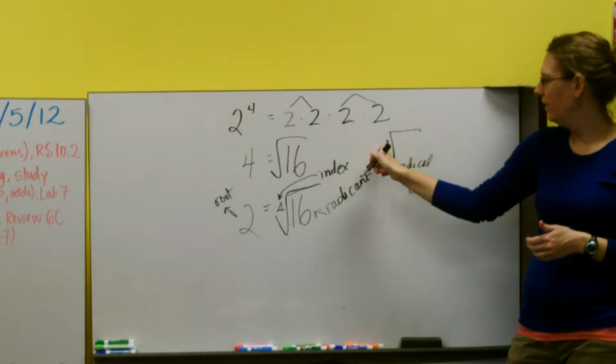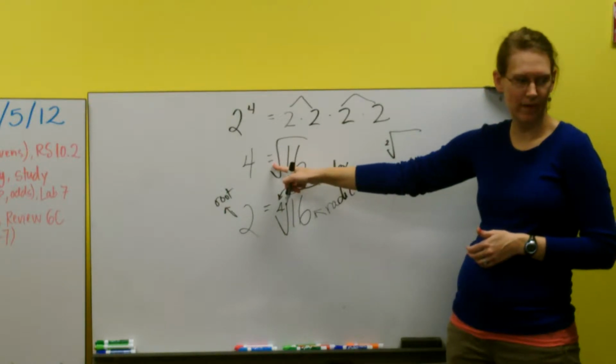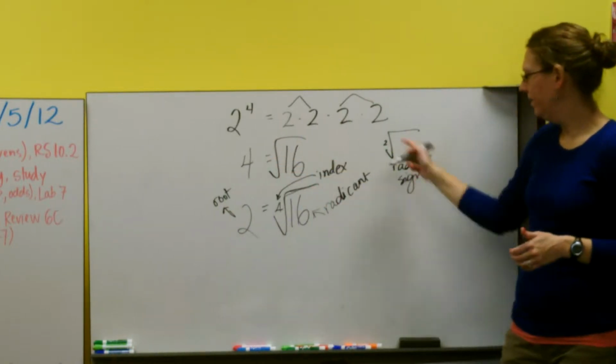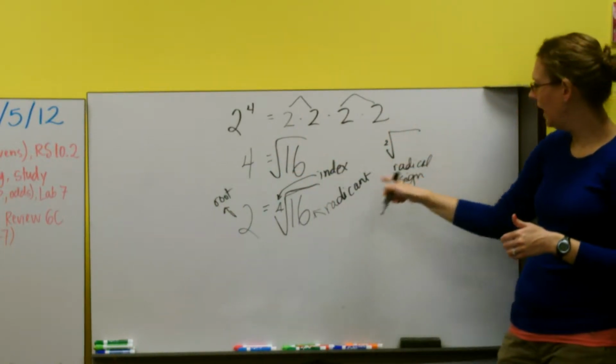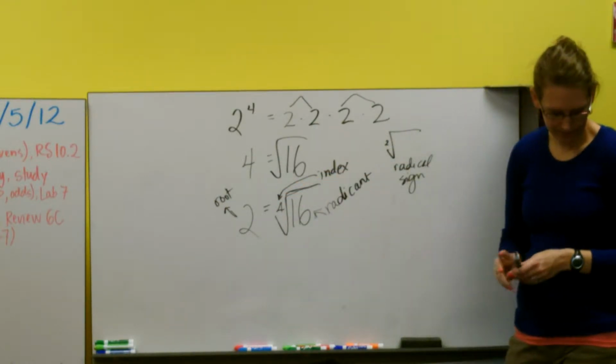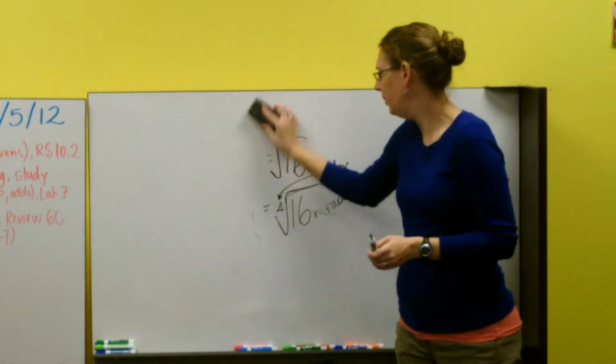Alright, so the 2 is always going to be invisible, like it is here. Invisible 2. I need all eyes on these, please. Alright, so our radical sign, we have our radicand, our index, and our root. Any questions on those? Alright, so let's start practicing some of our simplification.